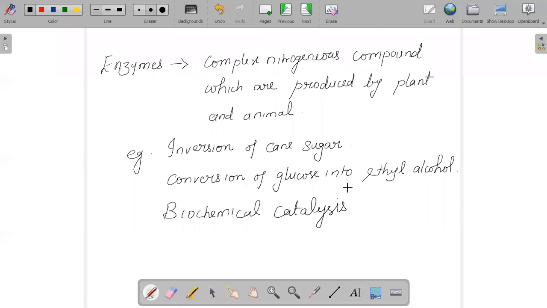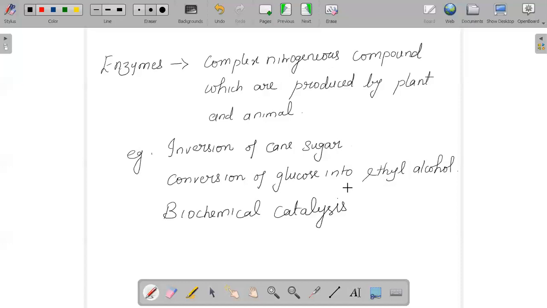Of course, in the stomach we have the pepsin enzyme, which will convert proteins into peptides. So there are different enzymes which are very important for our day-to-day life.